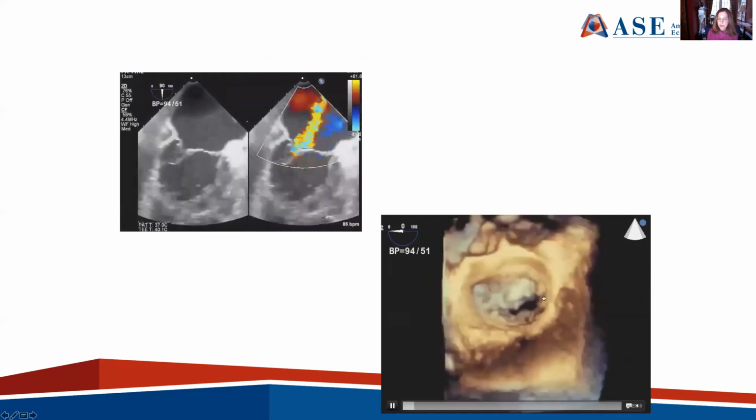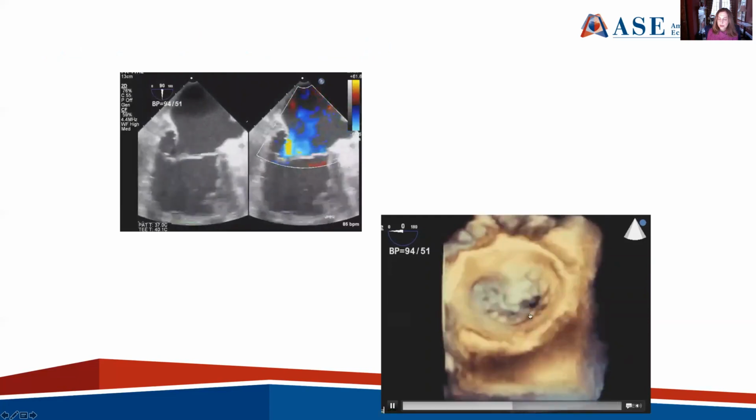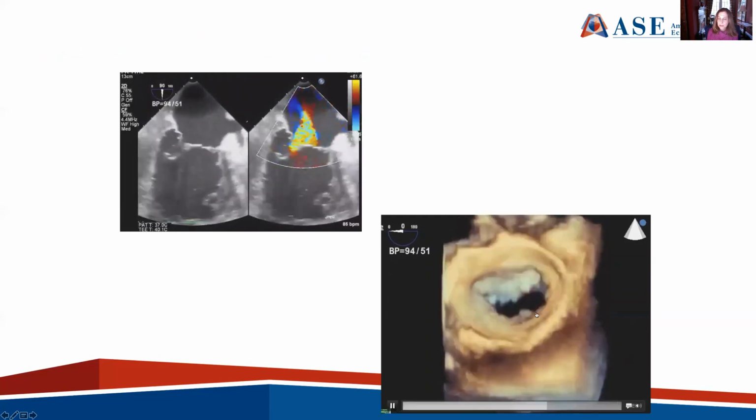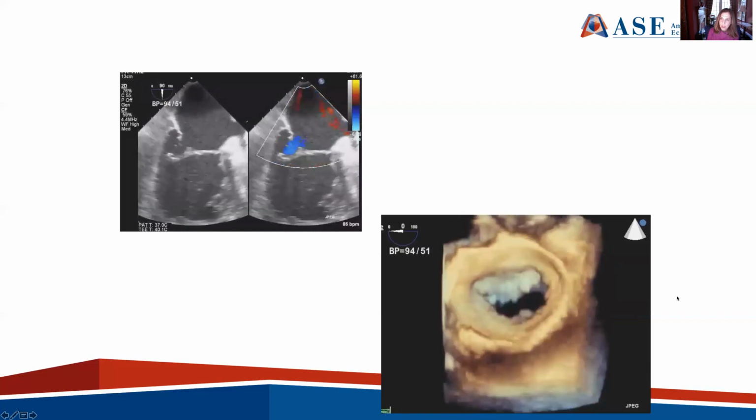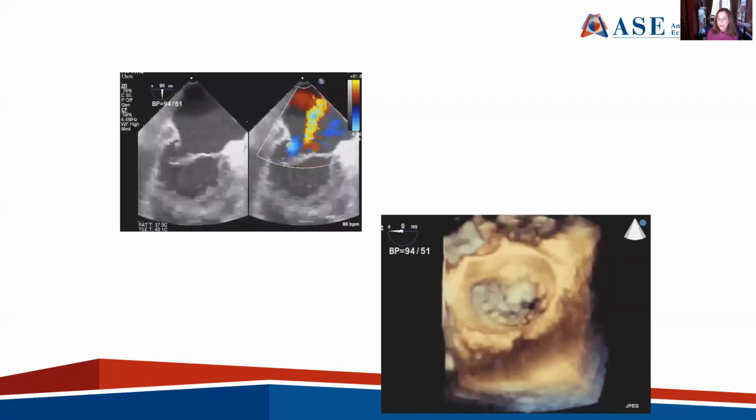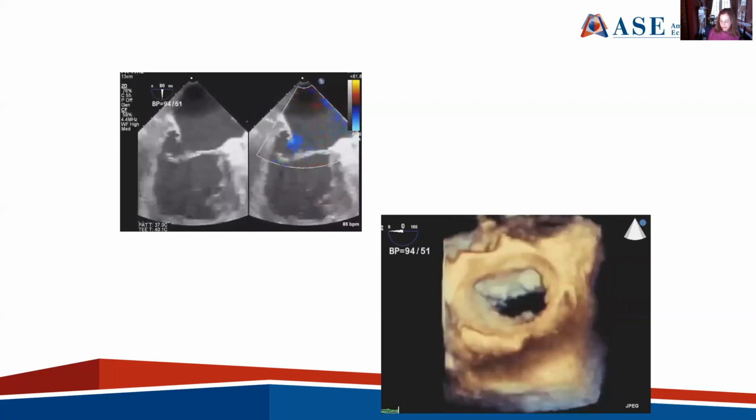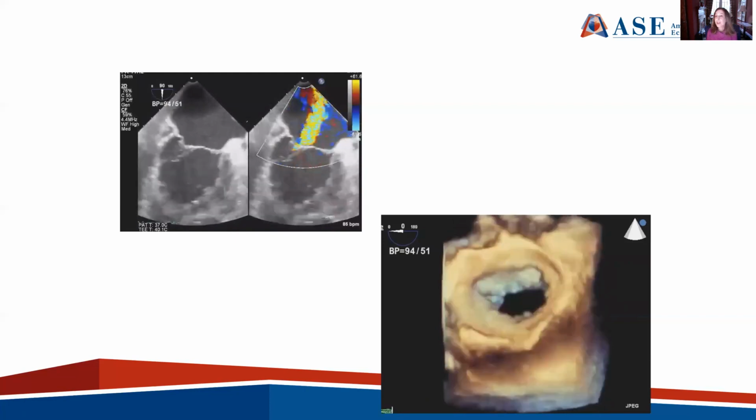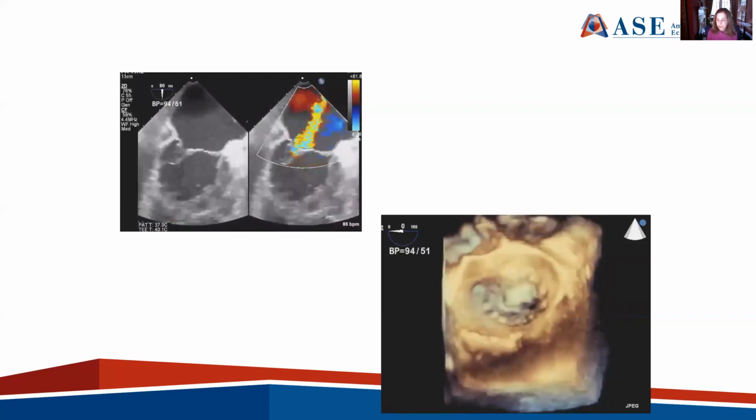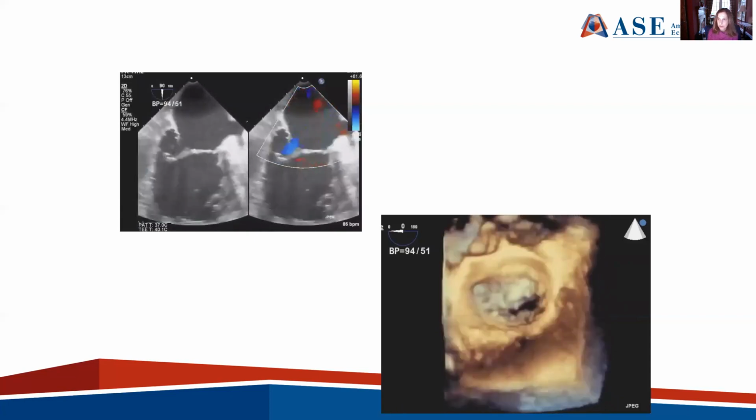And here on the 3D echo, you see the restriction of the posterior leaflet here, particularly of the P3 scallop, which is the most common scallop to be restricted in this type of mitral regurgitation. And this gives the appearance on the 3D echo of a crooked smile. So just keep the crooked smile in your memory banks, because this is pretty typical of functional or secondary mitral regurgitation.